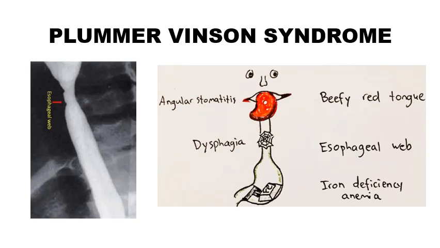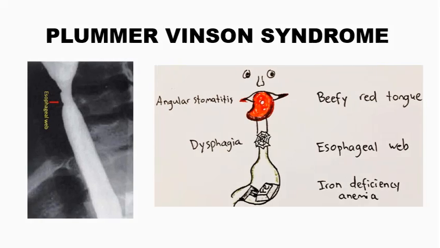How do you treat it? You treat it just like you treat achalasia, with the help of balloon dilatation. And iron may be necessary for Plummer-Vinson syndrome.